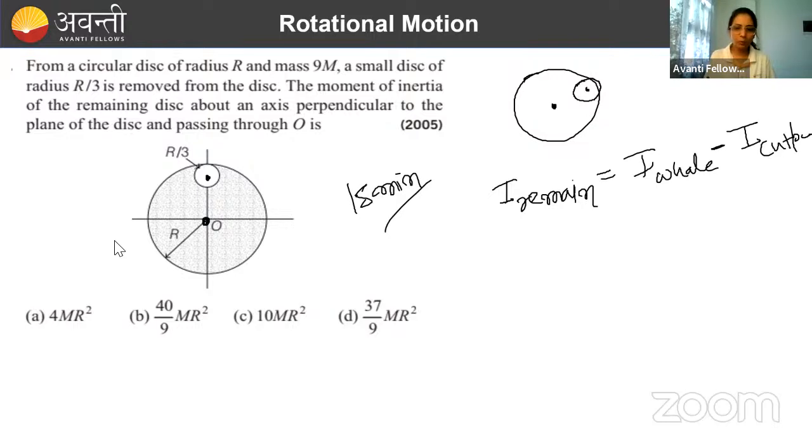Okay, that will be it. Yes, no. So that is our logic now. This is the logic, so apply the logic now. So remaining I whole will be what? This is a disk of I whole. Let me write it. How much will it be?